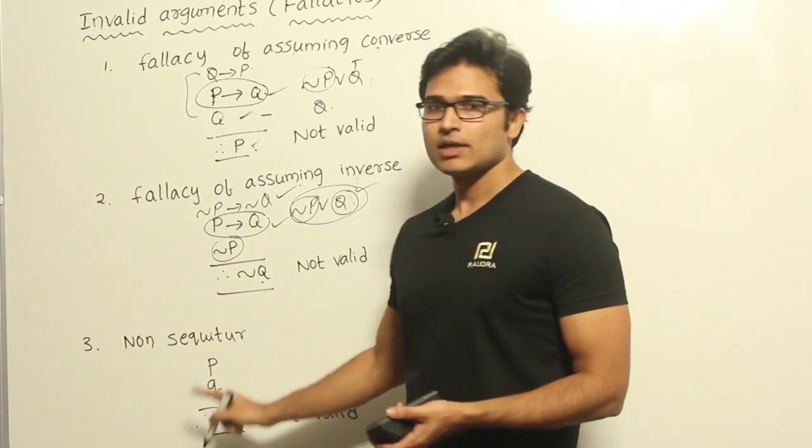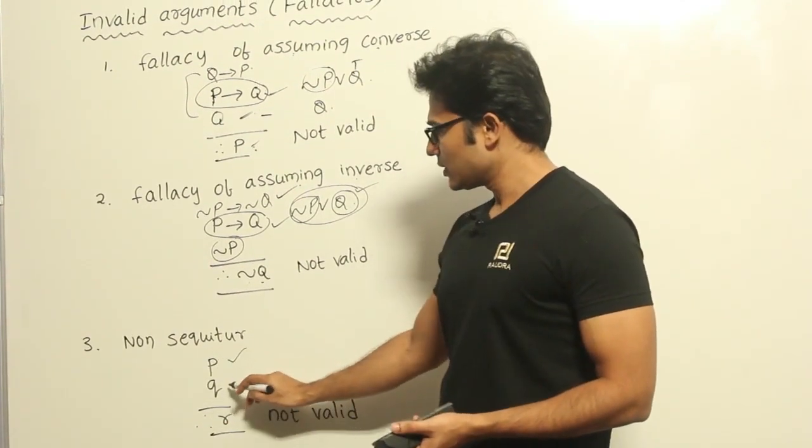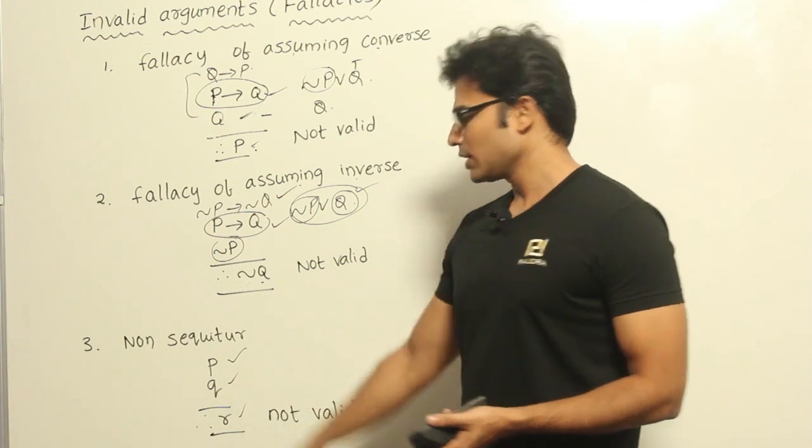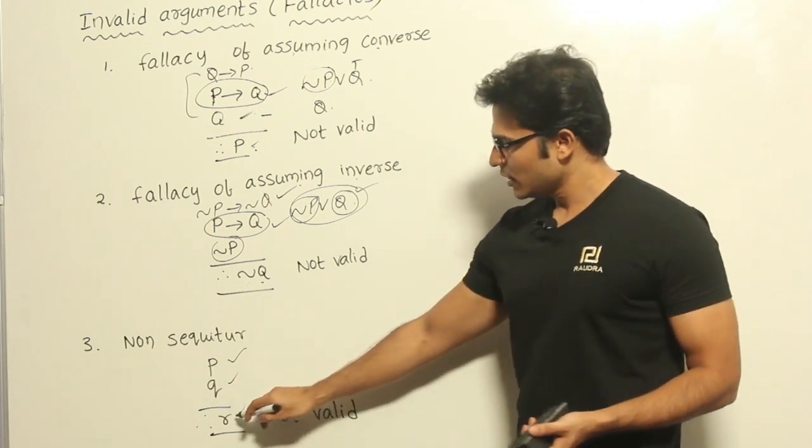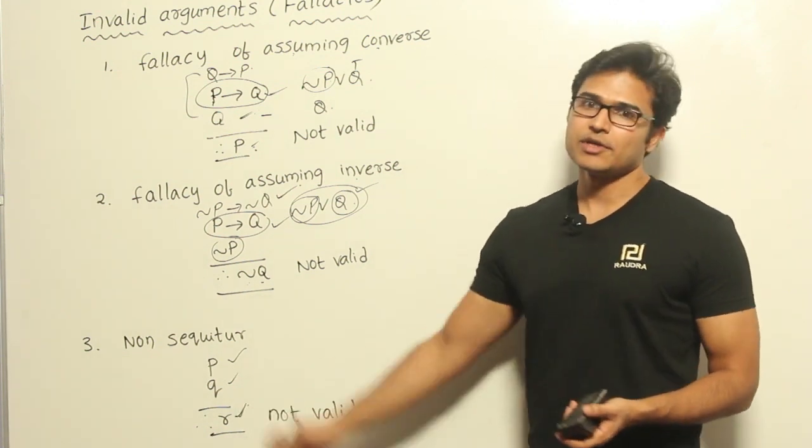Now the next one is non sequitur. Non sequitur means if there are three statements P, Q and R, and they are totally unrelated, then drawing a conclusion as R is completely wrong.